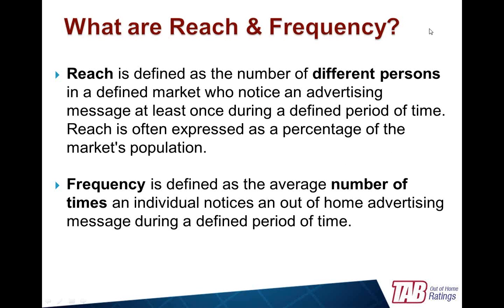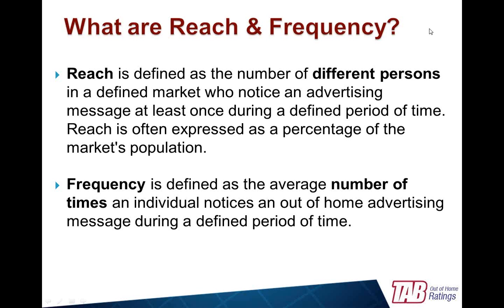Frequency, on the other hand, is defined as the average number of times an individual notices an out-of-home advertising message during that defined period of time. An important note here with both of these metrics, as well as all of the metrics in TAB out-of-home ratings: all reach and frequency metrics used in the system only include people seeing advertising. Other media only offer opportunity to see measures here. So just as a point of comparison, if the campaign you're offering or buying has the same reach and frequency as that of another media, it is already outperforming theirs. I think that's important to note up top.